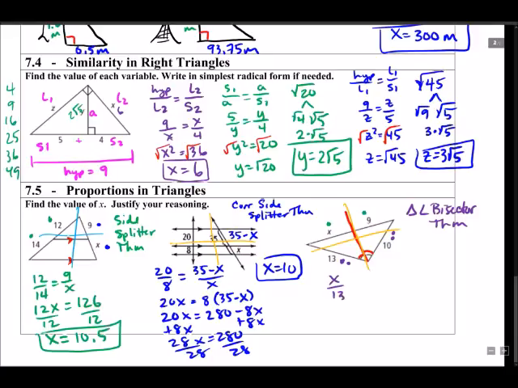X over 13 equals 9 over 10. And cross multiply, 10x equals 117. Divide both sides by 10. X equals 11.7. That seems pretty reasonable. 9 to 10 and 11.7 to 13. Yeah, that seems pretty reasonable.